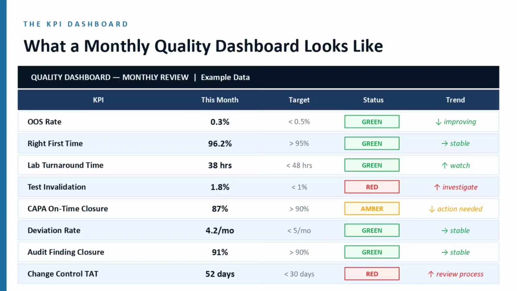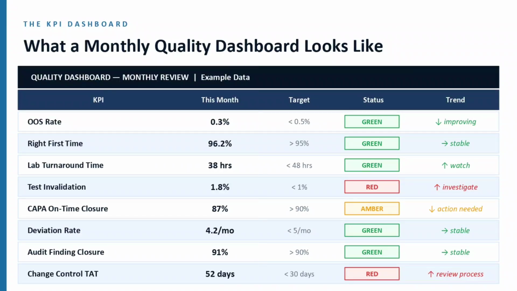Change control turnaround time is 52 days against a target of 30 days. Red. The process is too slow. This needs a process review. This dashboard is a one-page summary that tells management exactly where to focus attention this month. Green metrics get acknowledged.